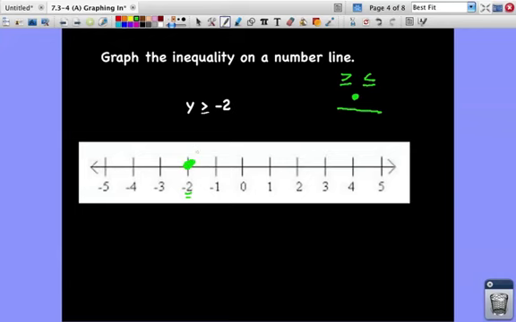Now I have to determine whether I need to shade every number to the left of negative 2 or to the right of negative 2. Because y is greater than or equal to negative 2, if I substitute in 0, is 0 greater than or equal to negative 2? Is 0 a bigger number than negative 2? And I hope you're saying this with me. The answer is yes, it is. So that satisfies this inequality. That means we shade to the right because that's the side that 0 is on. All of these values are true, and this goes on infinitely. That's why I make sure I put this arrow on the end, because this goes on forever. So this would be my graph for y is greater than or equal to negative 2.